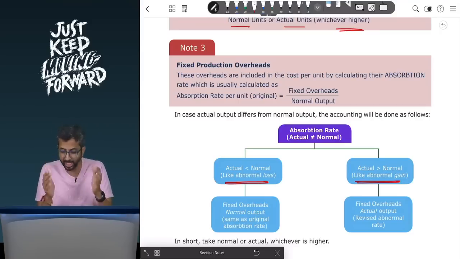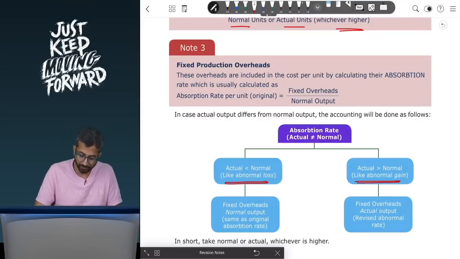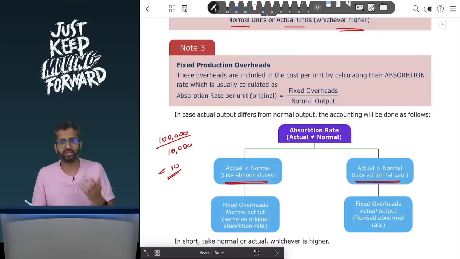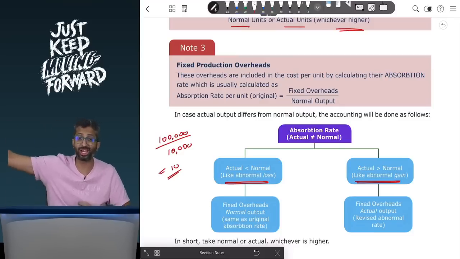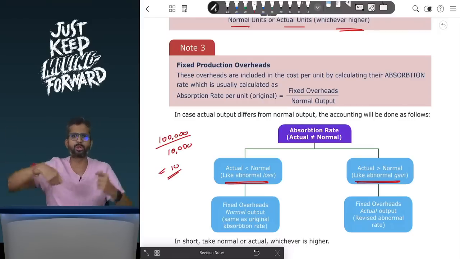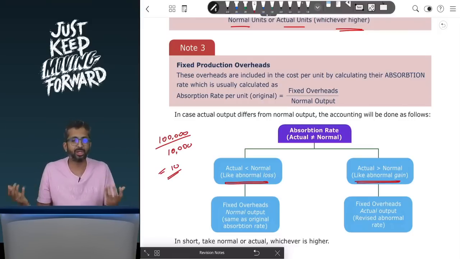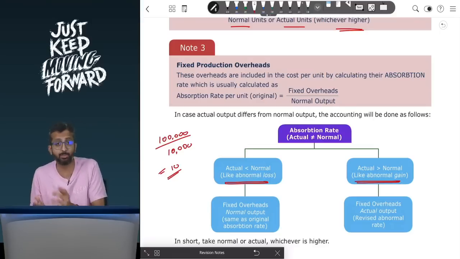The logic behind both of these is, if you manufacture 12,500 units and still take the rate based on 10,000, that is 10, let's assume all the 12,500 units are unsold. Then 10 into 12,500 unsold units, your closing stock will be measured at 1,25,000 when you have actually spent only 1 lakh rupees as fixed overheads. In which case, there will be a 25,000 gain, but you cannot recognize a gain before you actually sell it.